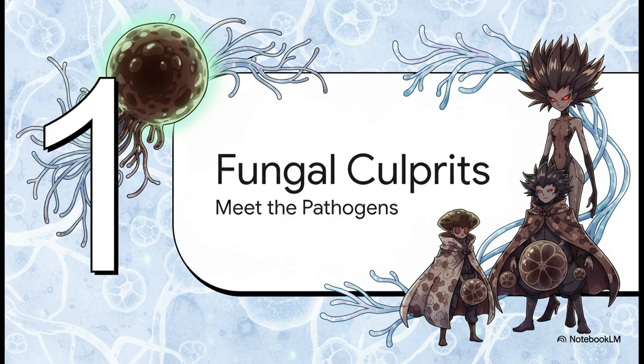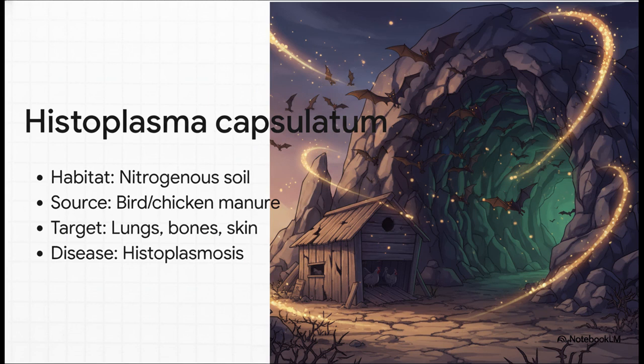Section 1, famous fungal culprits. Let's meet the actual pathogens doing this. First up on our list is Histoplasma capsulatum. Now, this specific fungus absolutely loves nitrogen-rich environments. You're typically going to find it in soil that's contaminated with bird droppings or chicken manure. When someone inhales it, it goes after the lungs, bones, and skin, causing an acute respiratory disease called histoplasmosis. So if you're ever breathing in dust around old chicken coops or exploring bat caves, this is the shapeshifter you've got to watch out for.